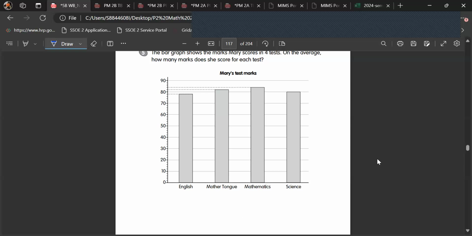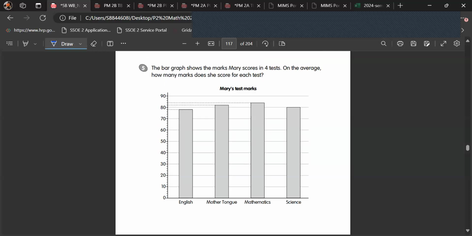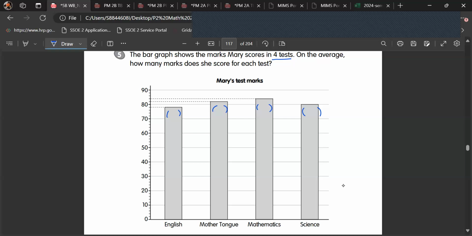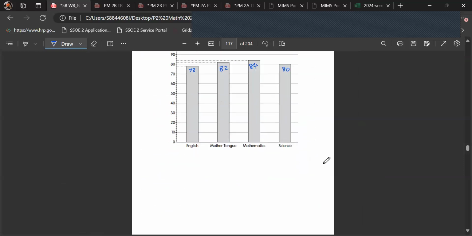On this question, I'm going to show you a different method to get to the average. So for all of us, first of all, let's write down the scores on top. Here, Mary has 4 tests, and it's asking for the average. How much did she score for each test on average? So I find out the scores. English is 78. Mother tongue is 82. Mathematics is 84. And science is 80. With this format that's given, let me show you the two methods for getting the average.